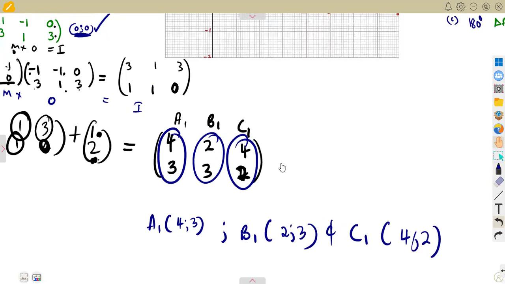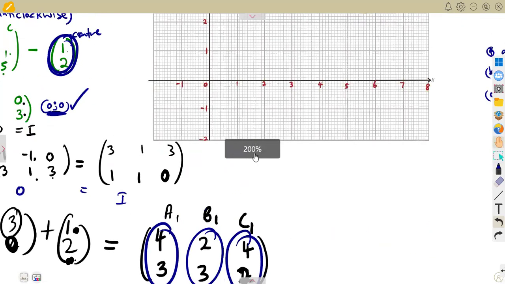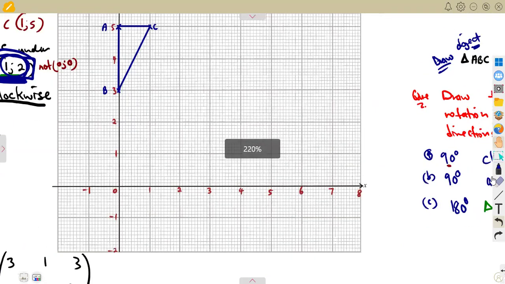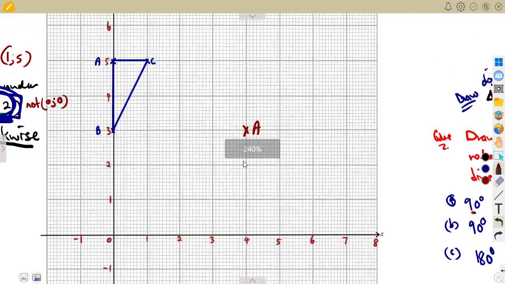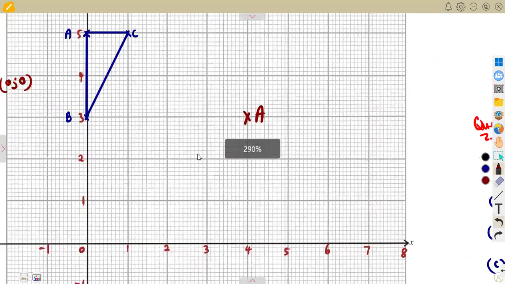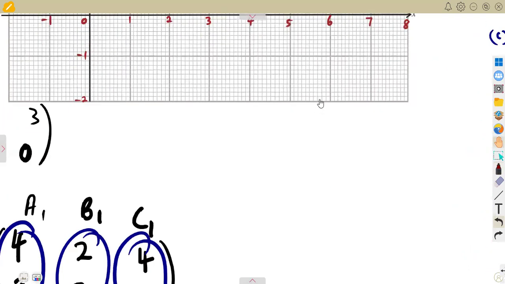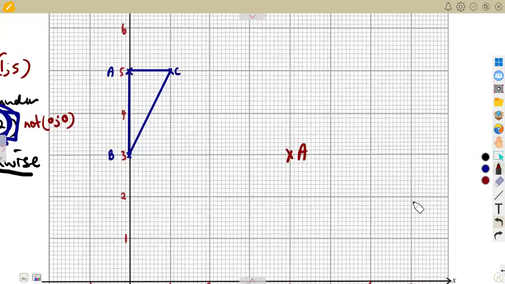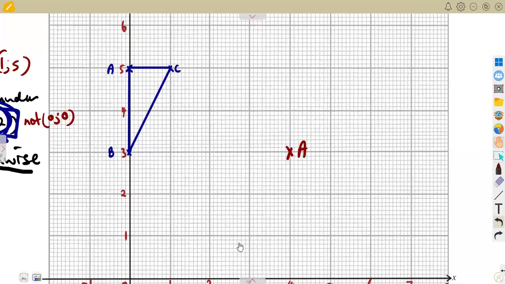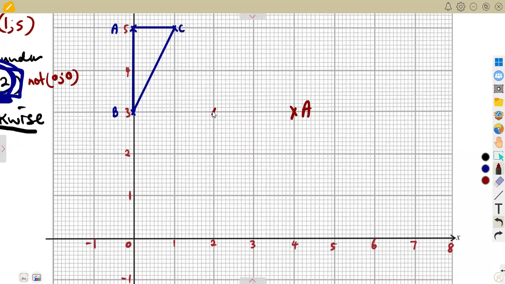So A1, 4, 3. Okay, let's just see where we are having A1, 4, 3, somewhere here. That's our A1. So we're just going to name it A1, 4 versus 3. All right, if you check properly there, our B1 was 2, 3. X is 2, Y is 3. So it's going to be somewhere there. 2 versus 3, you mark your point.